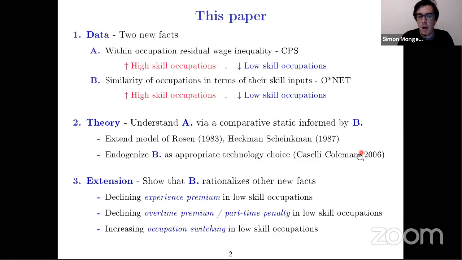If I get time at the end of the talk, I'll show that this comparative static, where we change around the relative skill bias and the similarities of different occupation skill inputs, is useful for understanding other facts, which we think point to a trend in which workers in low-skill occupations are becoming somewhat more substitutable with one another.